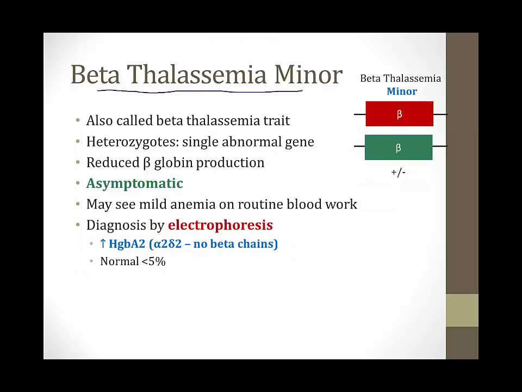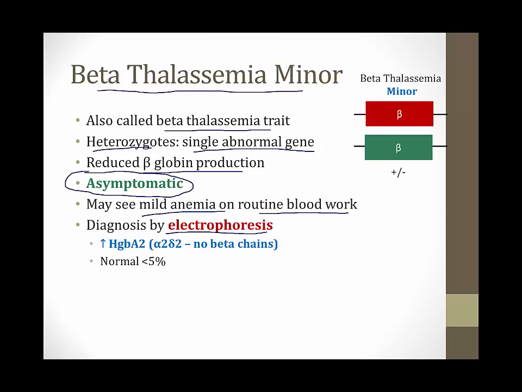So beta thalassemia minor occurs when patients are heterozygous and have one abnormal beta gene. This condition is also called beta thalassemia trait. And these patients have reduced production of beta globins, but they still make enough beta globins so that they usually remain asymptomatic. The way these patients are often identified is by detection of a mild anemia, a microcytic anemia on routine blood work. The diagnosis is made by electrophoresis.